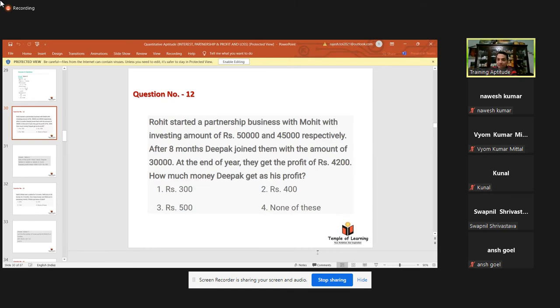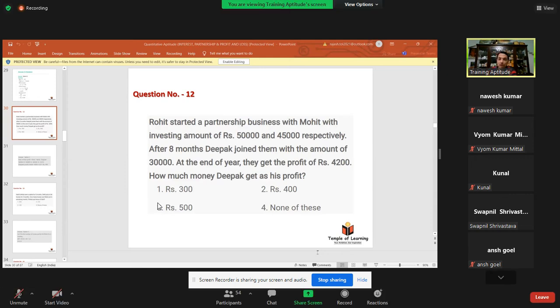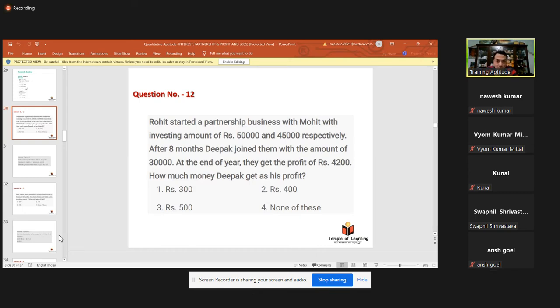Rohit's investments are for 12 months. So 10 portions, 12 months, 240. Rohit's share. Mohit's share, I'm teaching you orally first. Mohit's share, 12 months, 10 parts. So 120 is Rohit's share, 10 into 12. Mohit's share, 9 into 12, 108. And Deepak's share, 4 into 6, 24.